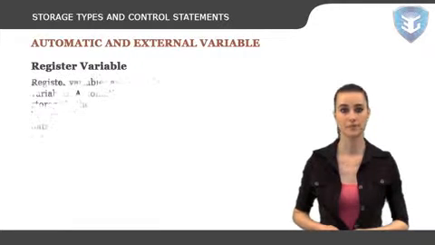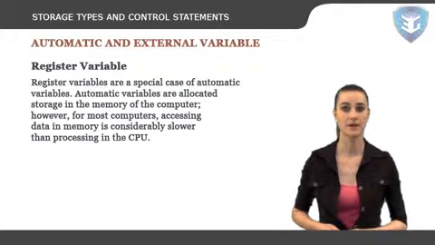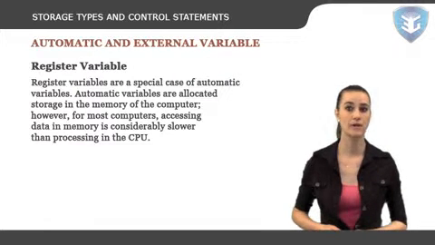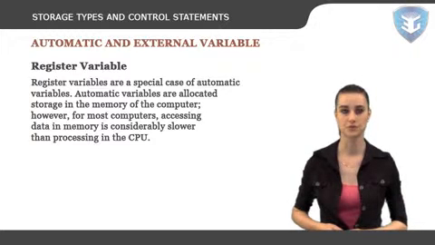Register variable. Register variables are a special case of automatic variables. Automatic variables are allocated storage in the memory of the computer. However, for most computers, accessing data in memory is considerably slower than processing in the CPU. These computers often have small amounts of storage within the CPU itself, where data can be stored and accessed quickly. These storage cells are called registers.